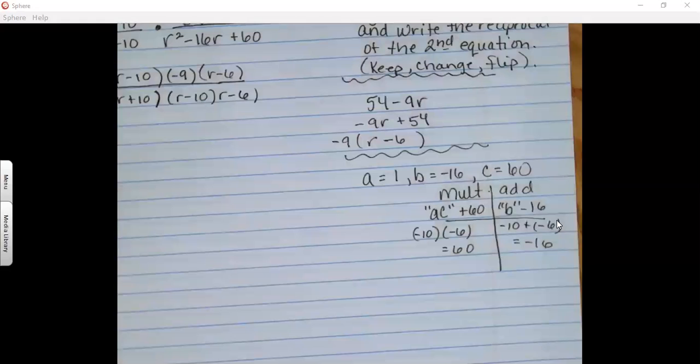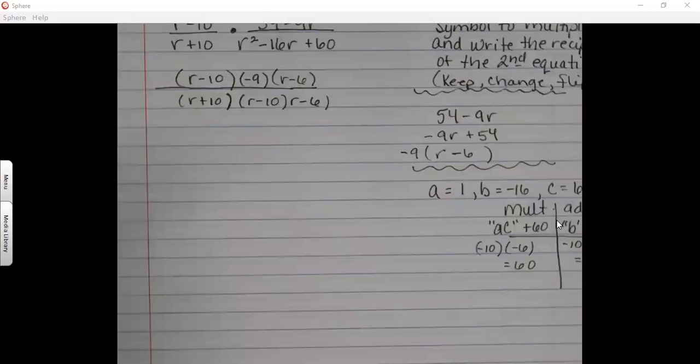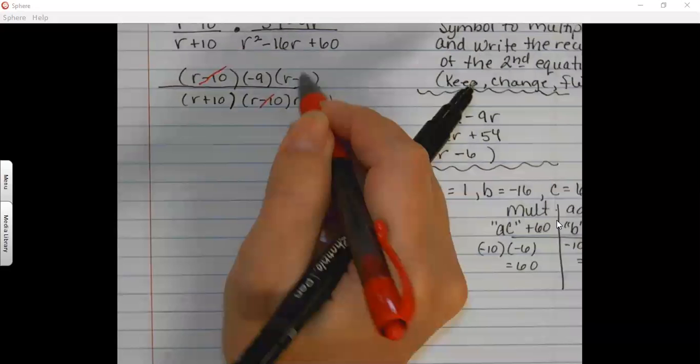Coolio. Now we're going to cancel anything we can. Let's see, I can cancel r minus 10 from the numerator and the denominator. I can cancel r minus 6. And that's it. So left in the numerator, I should have a negative 9. And I can put that negative right next to the radical, or I can put it in the numerator. And then in the denominator, all I have left is r plus 10.